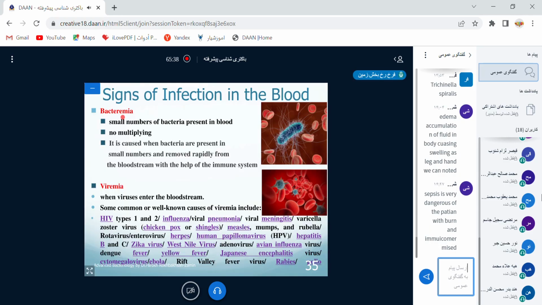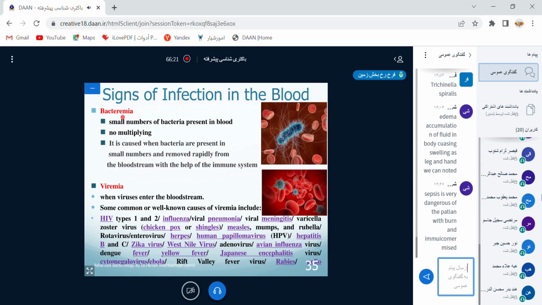But sometimes we have bacteremia. Bacteremia and sepsis have some similarities and some differences. What are the similarities and what are the differences between bacteremia and sepsis? The similarity is that bacteremia and septicemia are the presence of pathogenic microbes in the blood. It is the similarity. Presence of bacteria in the blood. It is bacteremia and it is sepsis.